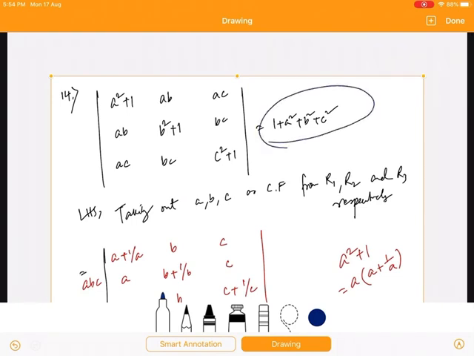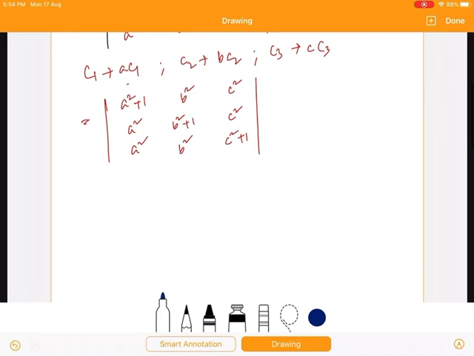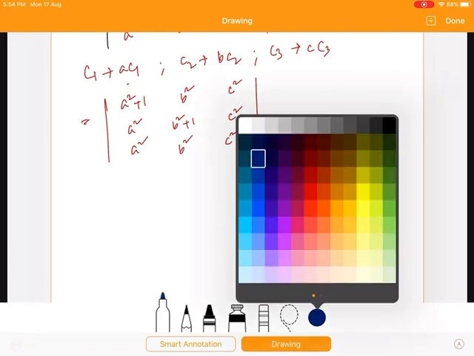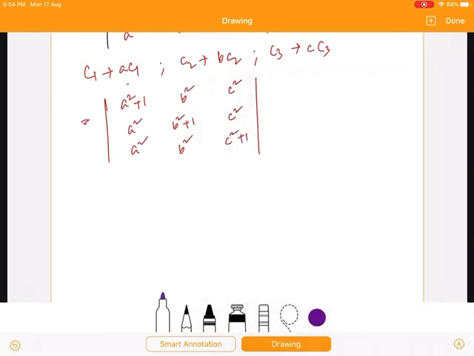This is what we have to get. So how can I get from here? It's so easy. Tell me fast, what can we take common? Everything you have to take common. What can you take common from here? You can't take anything common.